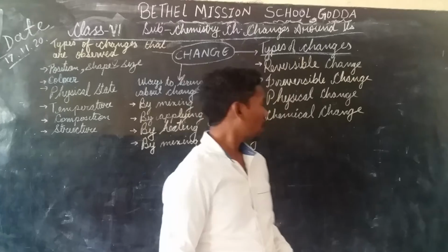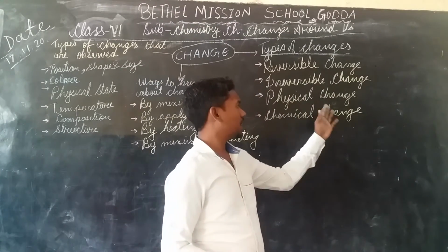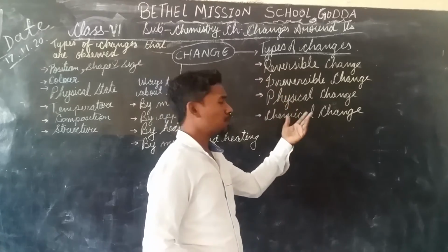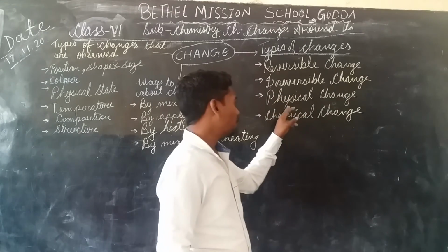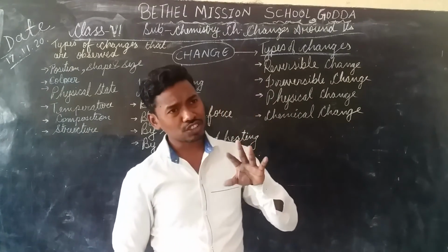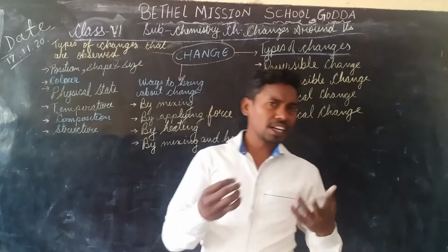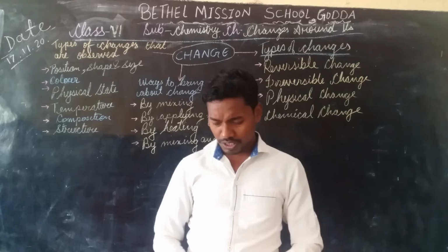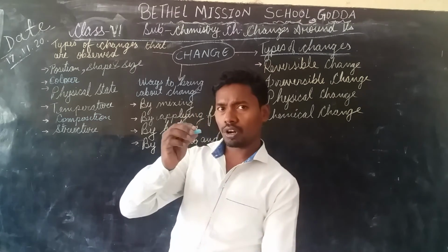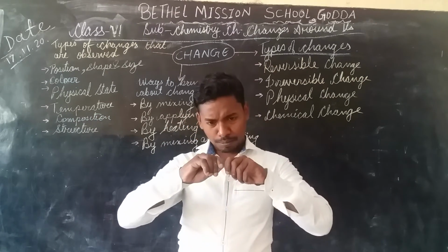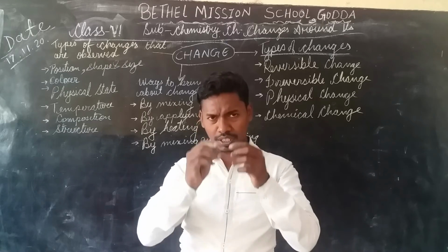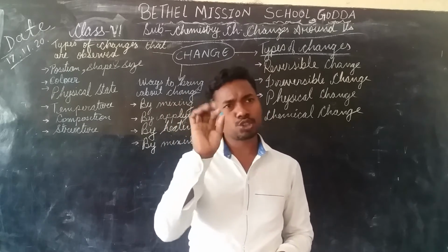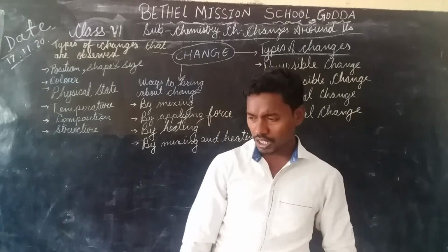Okay. Now, physical change and chemical change are also something like reversible and irreversible, but they are a bit different. Physical change is a type of change in which physical characteristics change, but no new substance is formed. For example, this is a chalk. I broke it. Its physical character, shape, size has changed, but it is still a chalk.